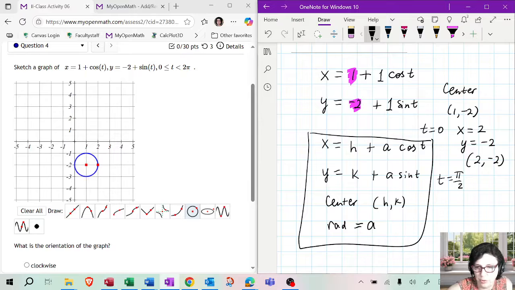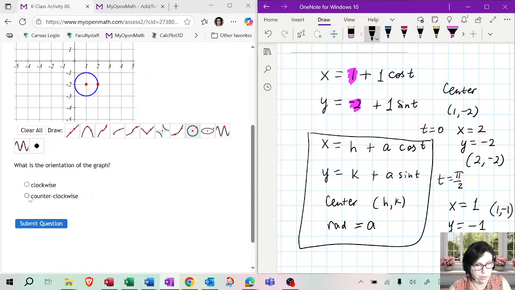Okay, so let's take another value of t. Let's say pi over 2, and we plug that into the equations. So cosine pi over 2 is 0, so x is just going to be 1. And then sine pi over 2 is 1, so that means y is going to be -1. So the next point where this particle is going to move is (1, -1). Well, where is that? (1, -1) would be right here, right? So this would be a counterclockwise rotation. So let's choose that.